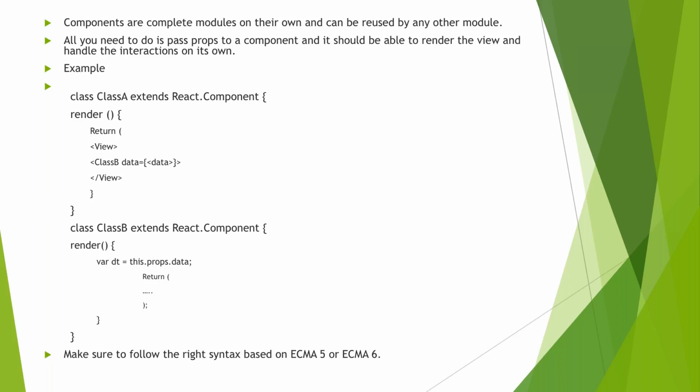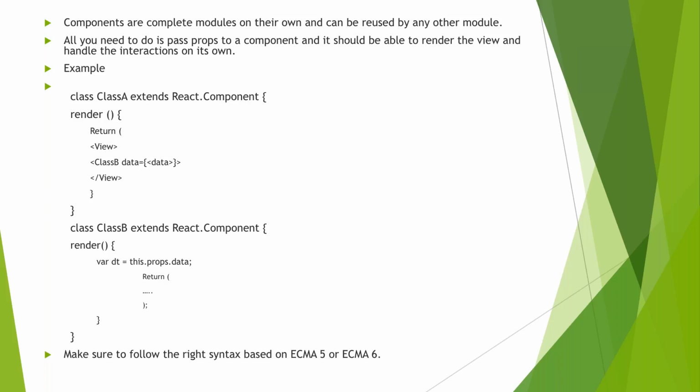That's it. So if you see the example that I have written here, there is a class A and there is a class B. Both of them are components. So I want to use class B inside my class A. All I have to do is, inside my render function, in the return, I just create a view, or for that matter, consider it a div or a span or any HTML element, and then I call class B.